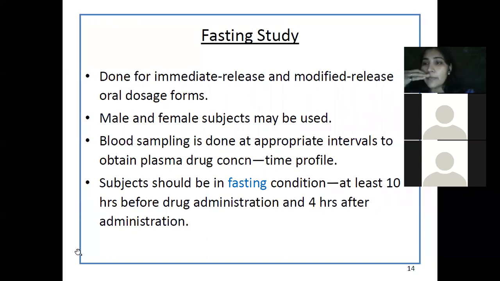So when I was in Glenmark, most of the time for a single drug, okay, we used to do fasting also and fed study also. Okay. So generally we used to do it for immediate release and modified release.